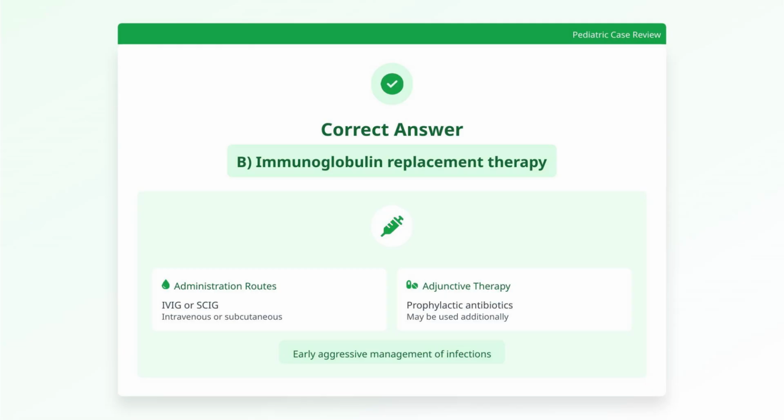Immunoglobulin replacement therapy is the most appropriate management for patients with ataxia telangiectasia who have antibody deficiency and recurrent infections. This can be administered intravenously or subcutaneously on a regular schedule and helps replace the missing antibodies. Prophylactic antibiotics may also be used as an adjunctive therapy. Early aggressive management of infections is essential in these patients.